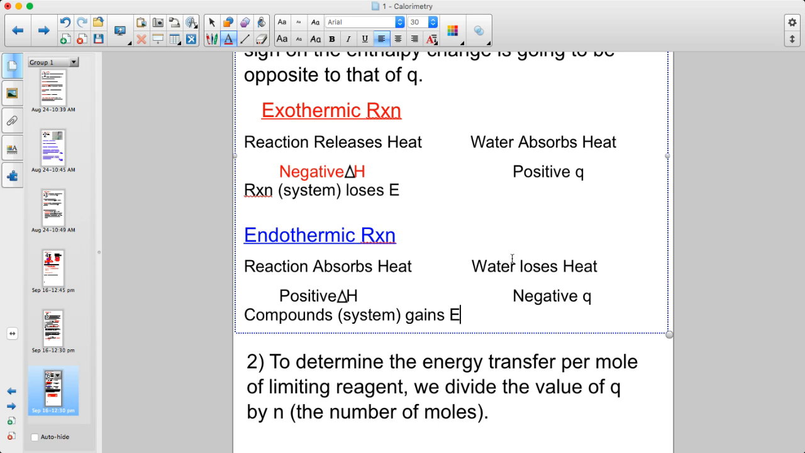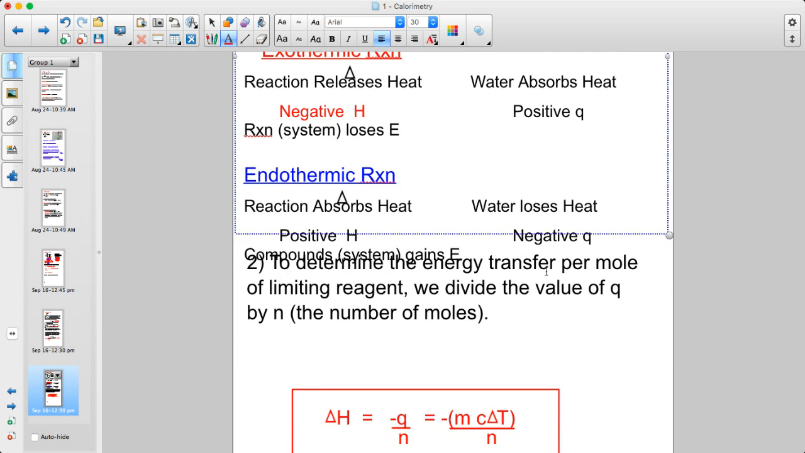In this case, where did that heat come from? That heat comes from the water. So the water loses energy, and you end up with that negative Q value.